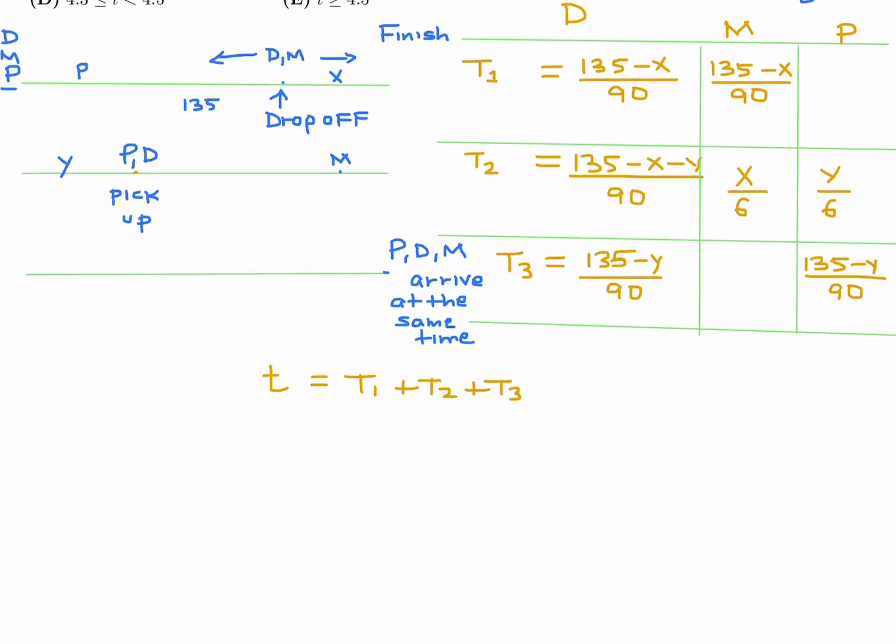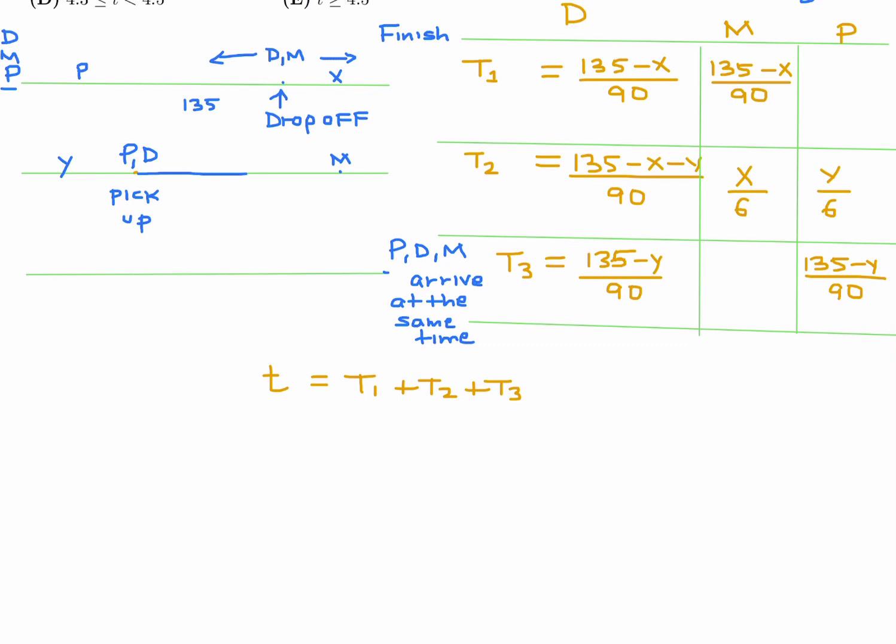Now we still haven't figured out the numerical values for x and y, and that's obviously required. So how do we do that? Well, we do that by looking at the times and comparing them. So for example, after this drop-off point, the time it takes Molly to go from the drop-off point to the finish line is this right here, x over 6. But that is the same amount of time it takes Dolly to go all the way back to the pickup point and then back to the finish line.